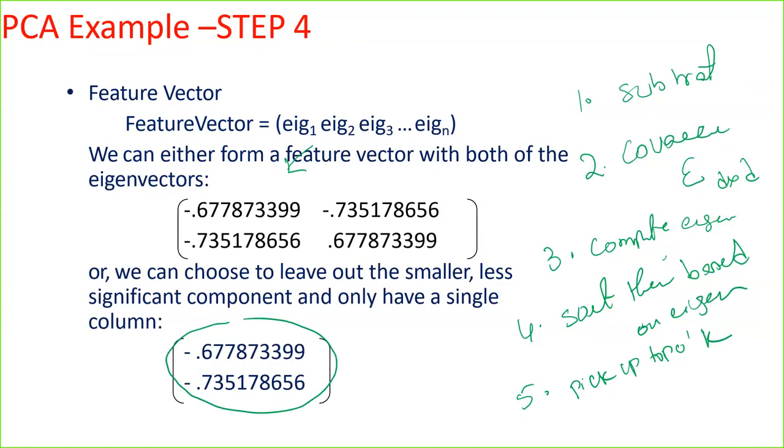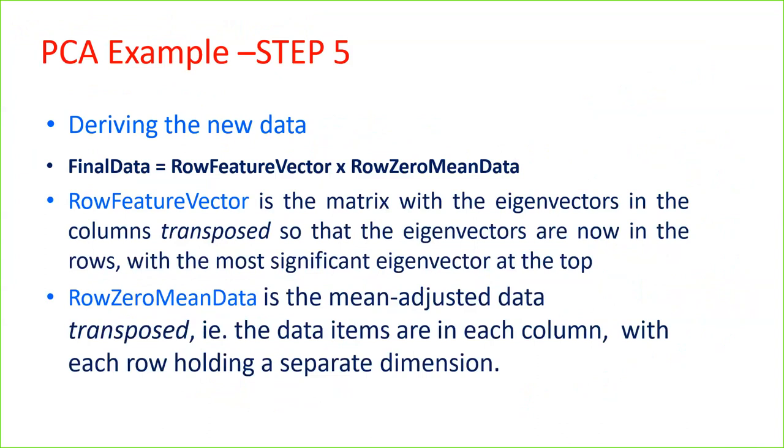Okay, so now how to get the projected data is the question. Once you get this eigenvector, how to get the projected data? For that, to get the final data, multiply row feature vector with the row zero mean data. Row zero mean data means transpose of the zero mean data. Do you remember the zero mean data, which is of size n by 2, where n is the number of instances and 2 are the two dimensions, x and y?